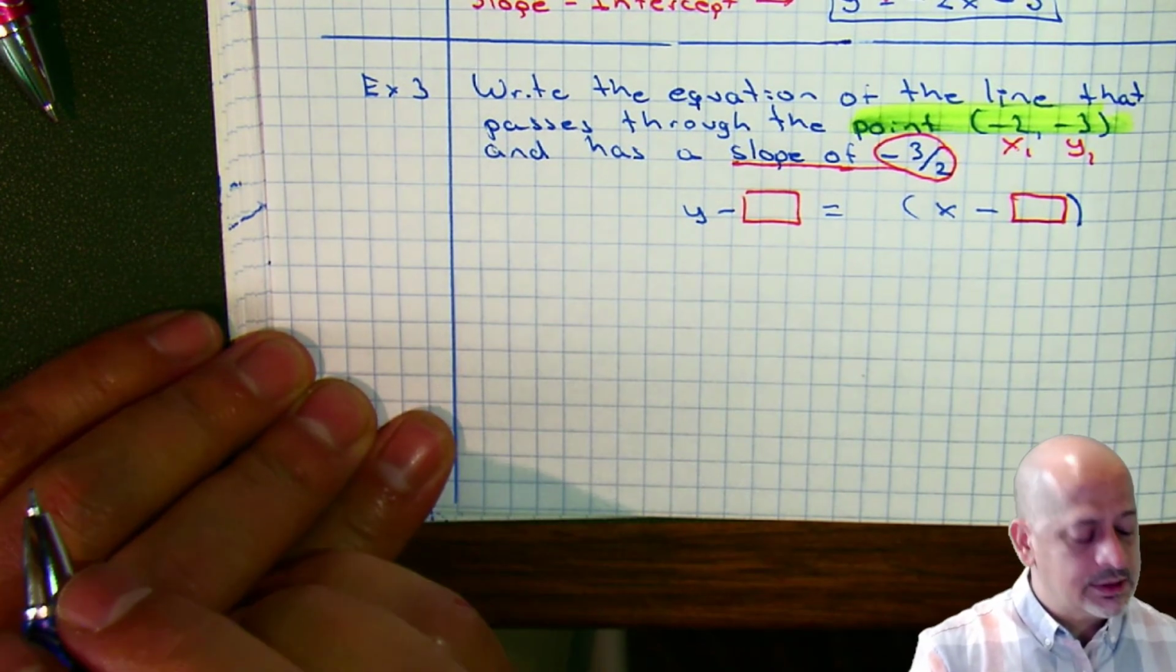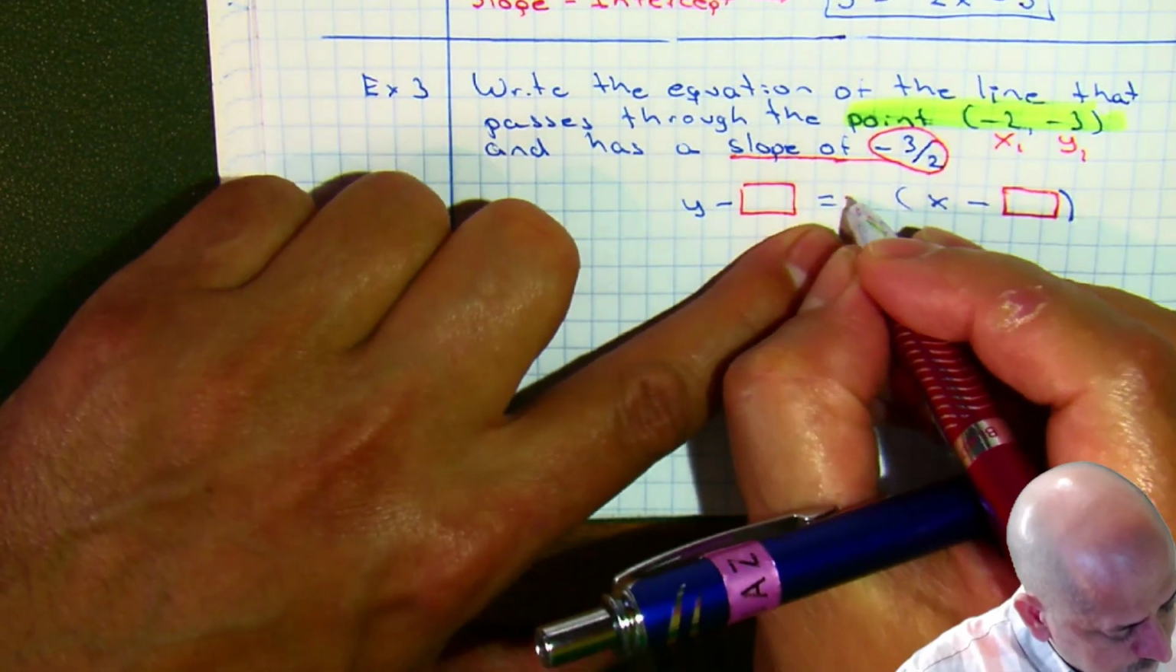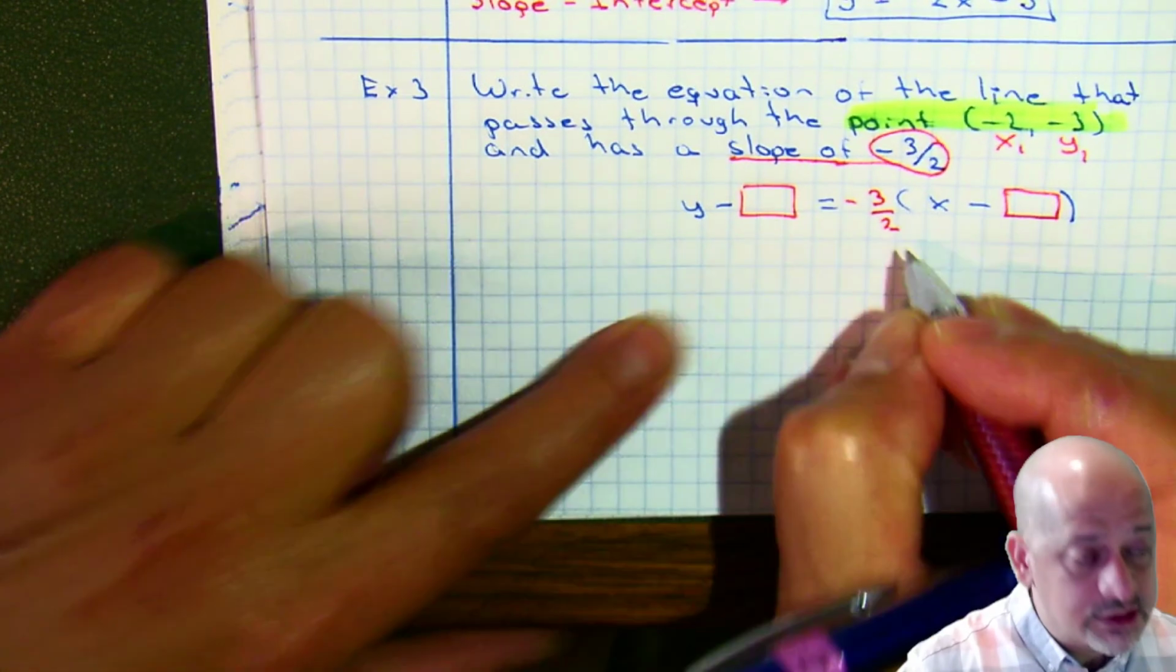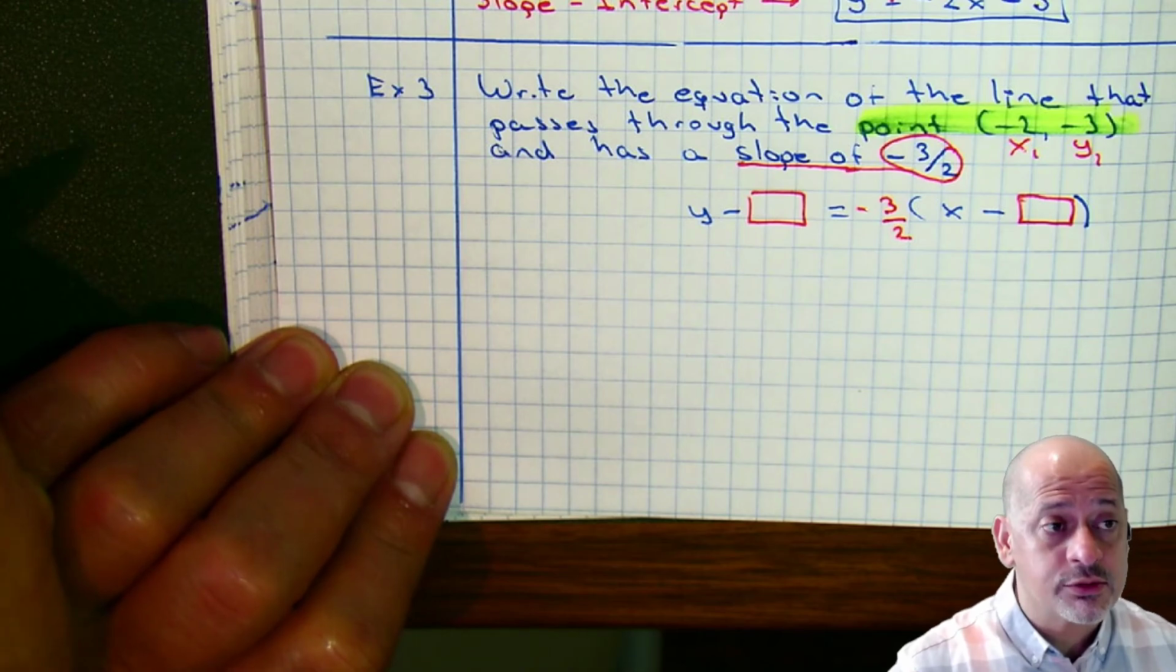And now we can plug in and say, well, my slope is -3/2. Let me plug that in. It's going to be a fraction, -3/2, which is fine. We can work with fractions. Fractions are numbers as well.